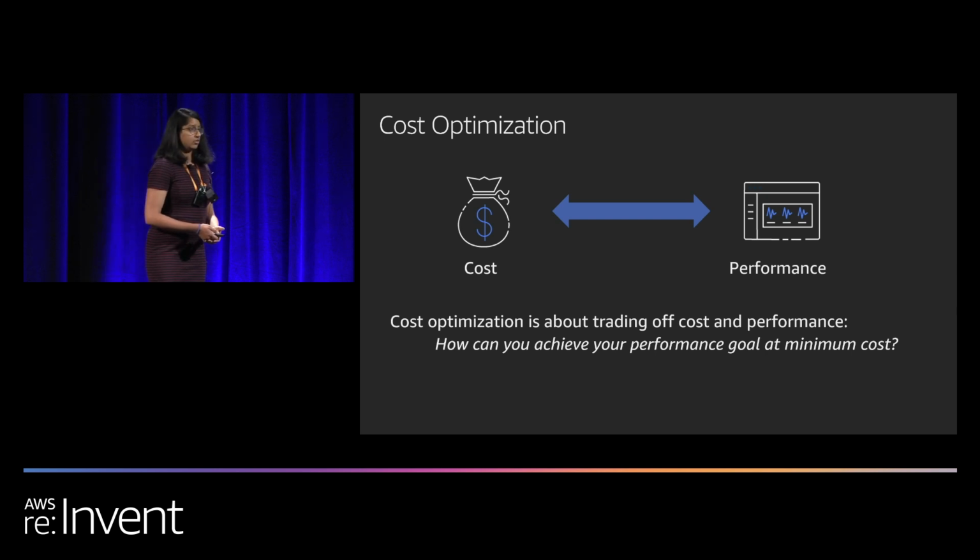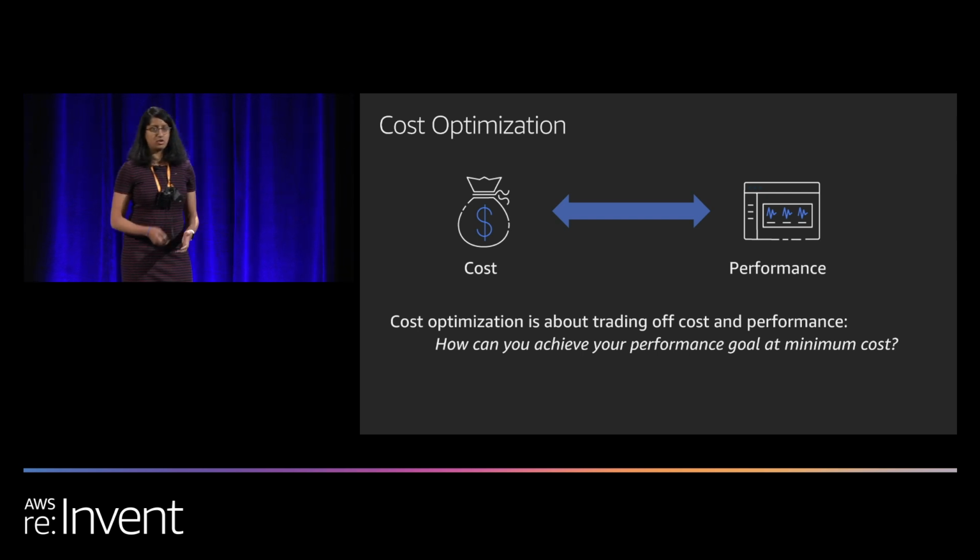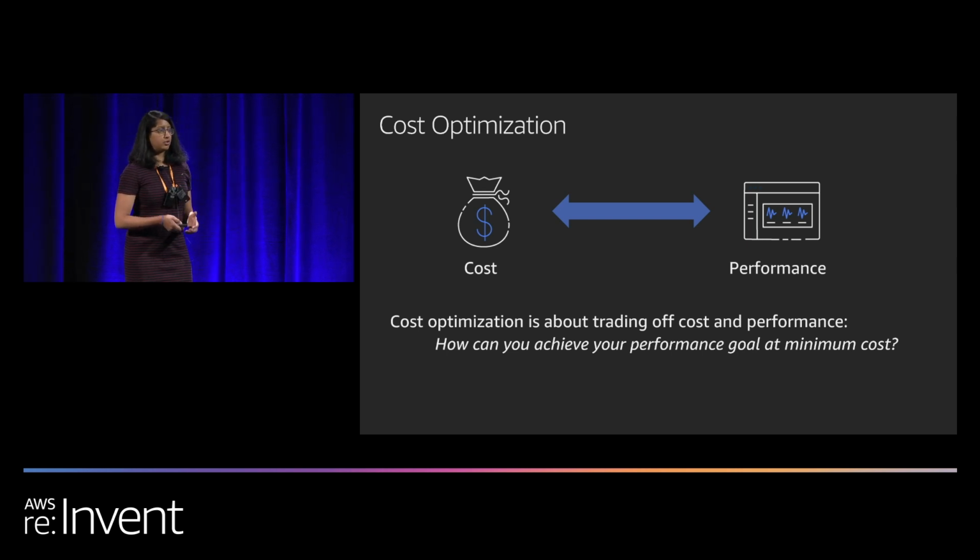So today, you're going to learn how to take advantage of EC2 Spot instances and Fargate Spot that we just launched at re:Invent to run your container apps, which will allow you to meet your performance goals while lowering your costs both at the same time.